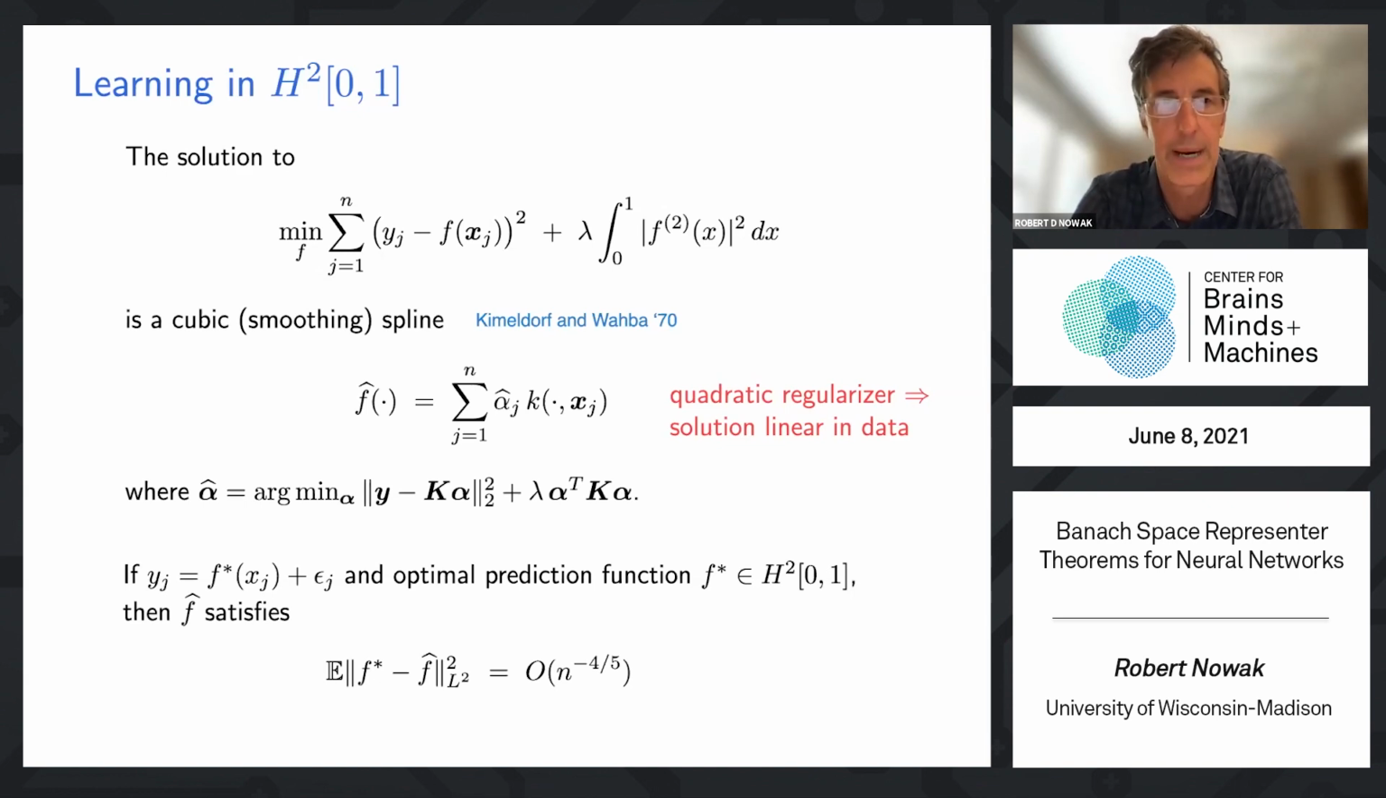And one of the nice properties about smoothing splines is that if our data really were generated according to a function f star in this Sobolev space, then the smoothing spline solution with a properly chosen regularization parameter lambda satisfies this rate of convergence. So f hat is converging to f star in a mean square error sense at a rate of n to the minus 4/5, where n is the number of training examples that you give the method. And it turns out this n to the minus 4/5 is the optimal rate of convergence. No other method can give you a faster rate of convergence for estimating or learning a function in the Sobolev space. So smoothing splines and reproducing kernel Hilbert space methods are optimal in this setting.